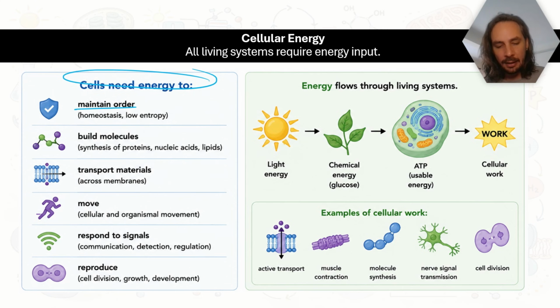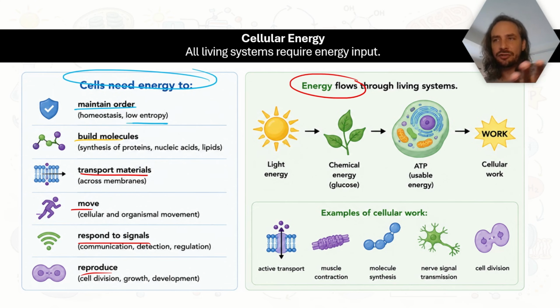Because cells have local order, meaning inside the cell there is local order, but everything else always wants to go to more disorder. We need energy to build molecules, we need energy to transport materials, to move, to respond to signals, and also to reproduce. Now, energy flows through living systems, okay?